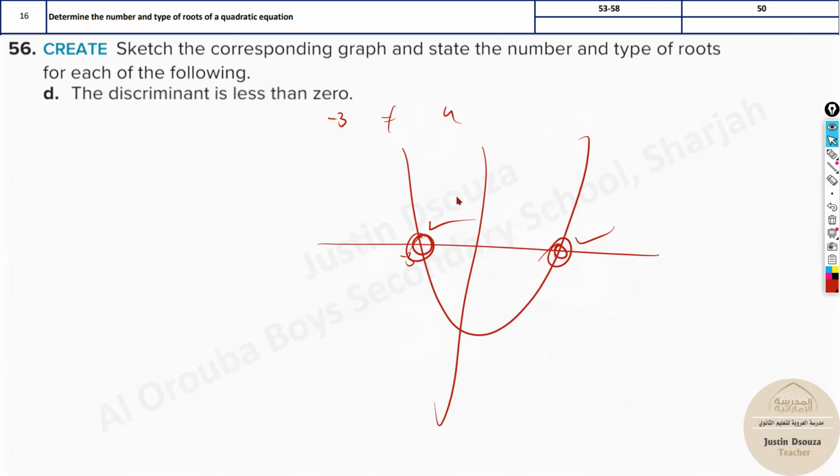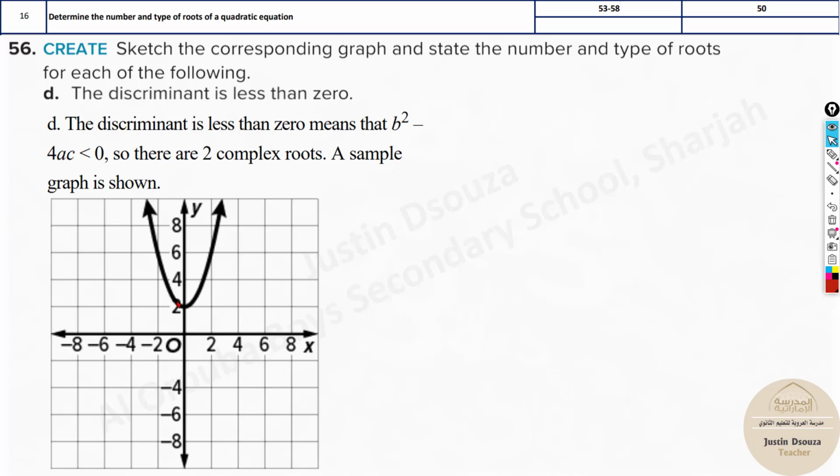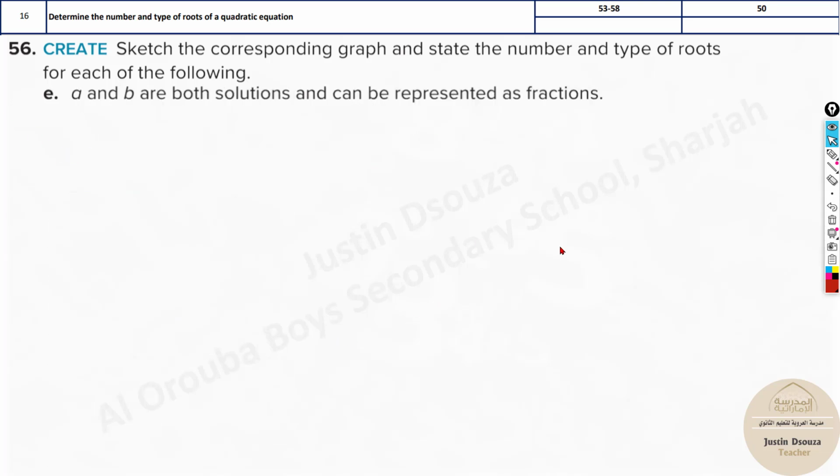That's it. Now, discriminant less than 0 is imaginary. We have seen this already. It will not touch. Sorry, when I say imaginary, it's the same as complex, because when you solve these, you'll get two roots with imaginary numbers. A complex number is a number with a real and an imaginary part. When I say imaginary, I mean complex only. It's a complex root because it doesn't touch the x-axis, and the discriminant is always less than 0.